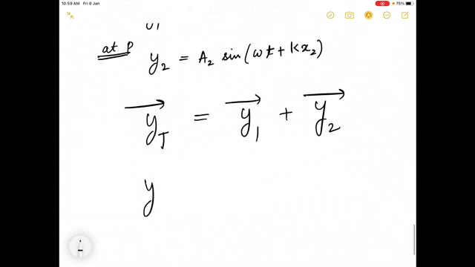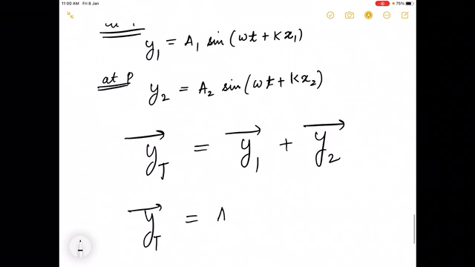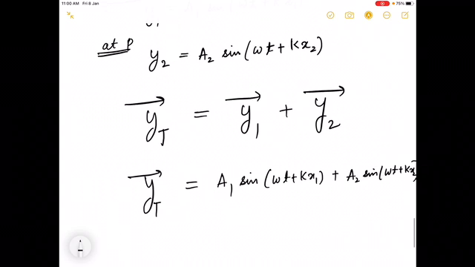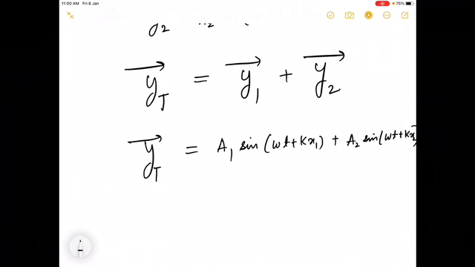So I can simply write here, y_t is equal to, what is my y1? y1 is actually a1 sin(ωt + kx1), plus what is y2? y2 is actually a2 sin(ωt + kx2). Yes or no? I hope that's understandable to everyone, right? Okay, this is how the resultant wave is going to behave. Now how are we going to calculate this? That is the next question.